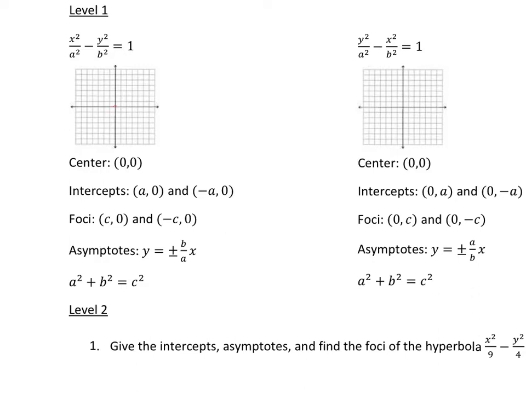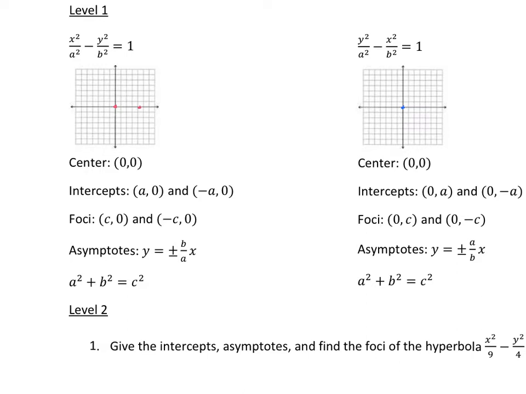To get started, we've got the center is at 0, 0 again, which is nice and lucky for us. We've got a nice little center, so we don't have to worry about translating it with an h and a k, just like we did with the ellipse. The intercepts are going to be at the a's. In order to find the intercepts, you take the square root of the constant that's underneath the first term, the positive term, which is an x-intercept for the x's.